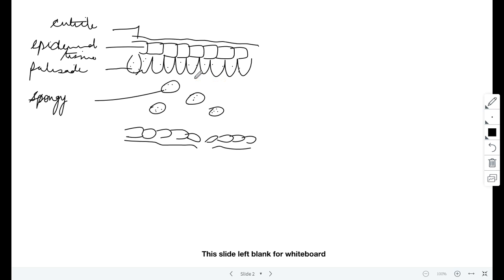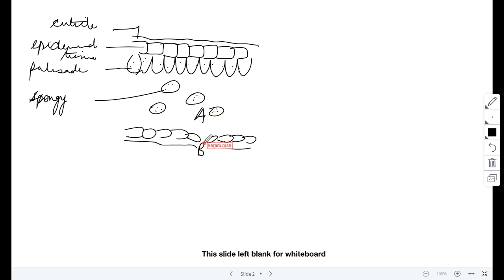And what about this side? Stomata. Okay, I was asking about the stomata, right? So now if you see, I'll just write it here: this is A and this is B.